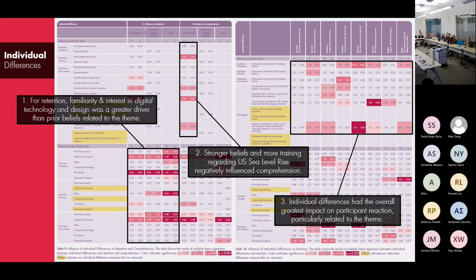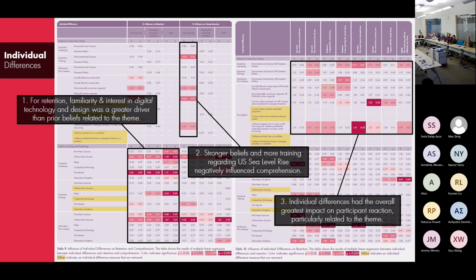Secondly, we found with the US sea level rise that if you had stronger beliefs about climate change being a problem or even experience around these topics, you actually had less comprehension. And this, again, gets to some of the complexity of what comprehension means. But here you might be bringing that experience into the story, and that might be hard-won expertise, right? So possibly a good thing.